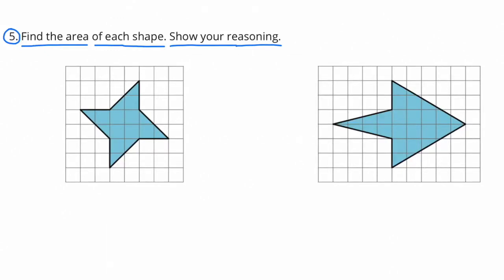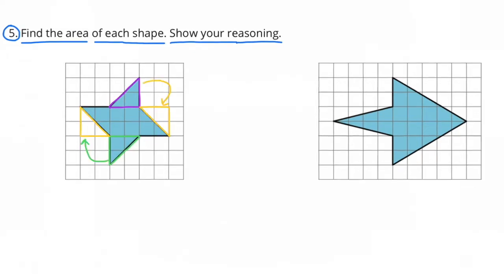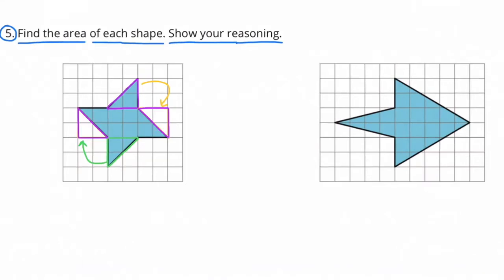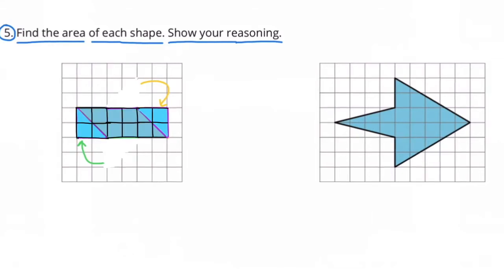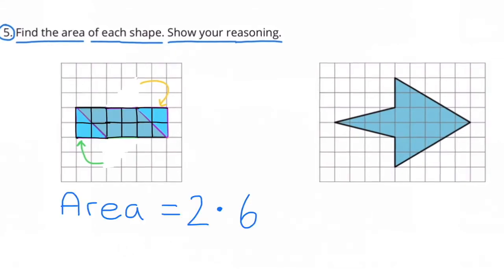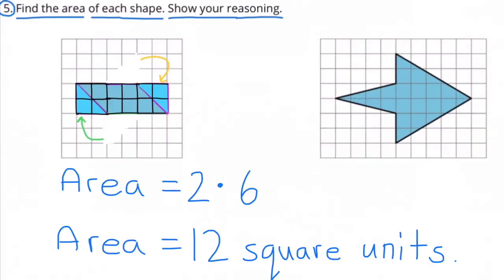To be a parallelogram, the opposite sides would have to be parallel and be the same length. Number 5. Find the area of each shape. Show your reasoning. The area of the shape is 2 units by 6 units, which is 12 square units.